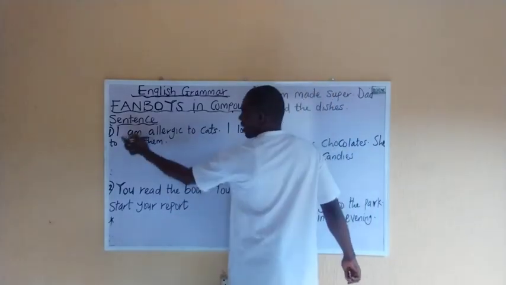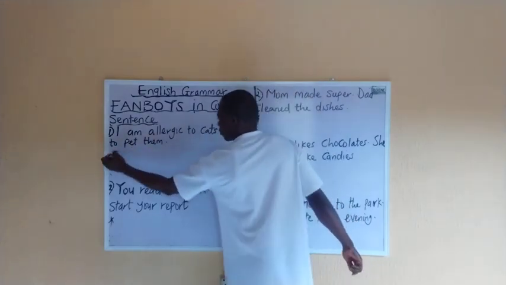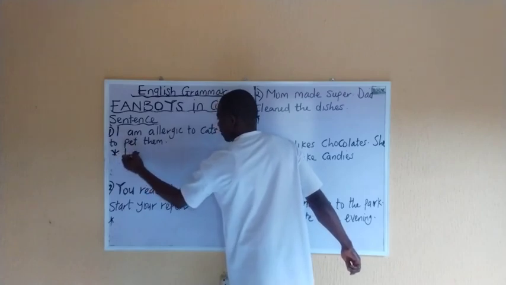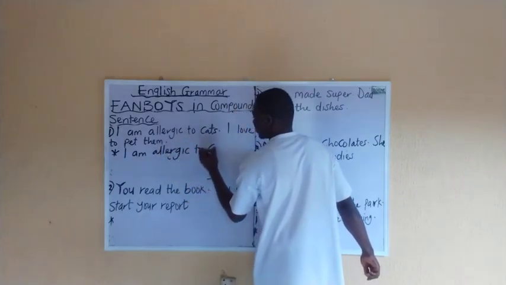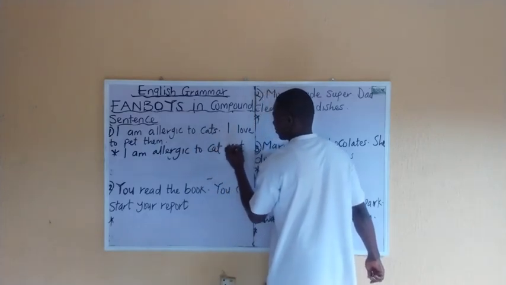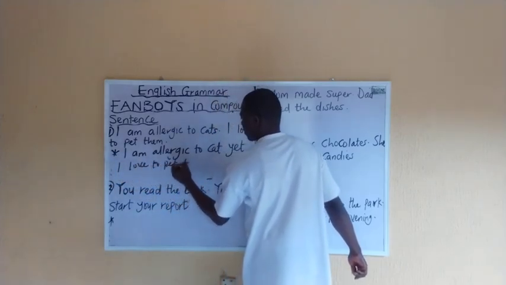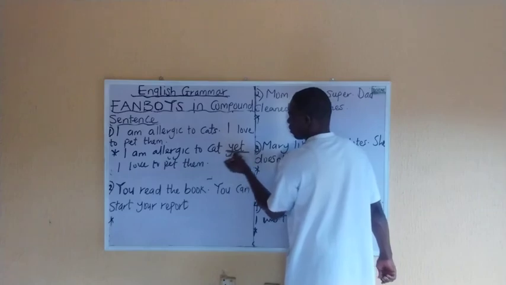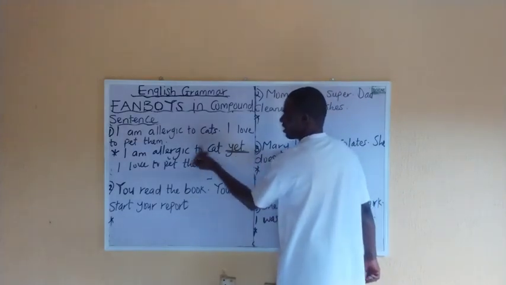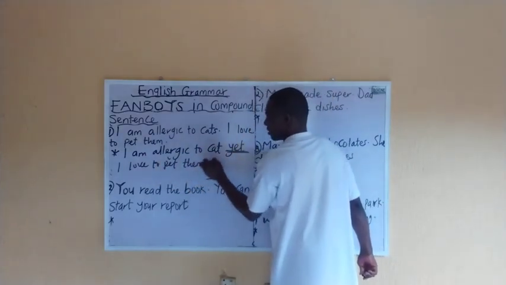Let's see. I am allergic to cats. I love to pet them. So: I am allergic to cats, yet I love to pet them. Okay, we use "yet" because it shows what? Unexpected contrast. It's just like saying, I am allergic to cats, but still I love to pet them.